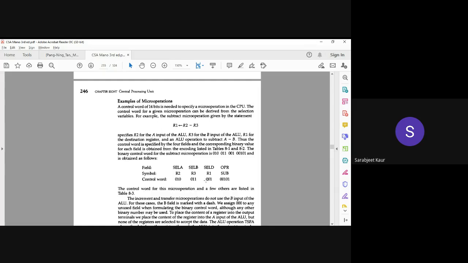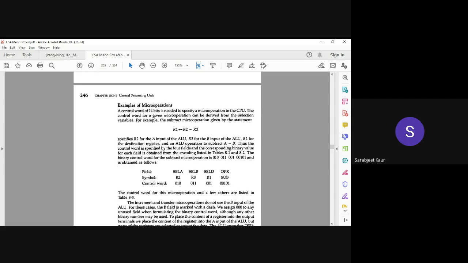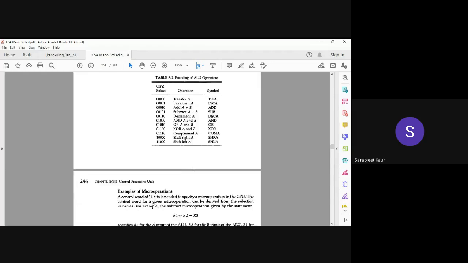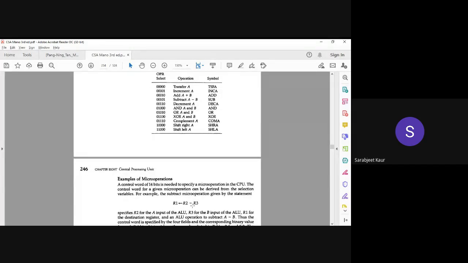It will be R1, so 0, 0, 1. So you have to just substitute these binary codes corresponding to the register numbers to get cell A, cell B, cell D. And then OPR is generally given to you. Either it will be directly specified in the question, or they will give you a table of this sort. So what is the operation that is being done here? The operation is subtraction. So I look for subtraction; the opcode is 0, 0, 1, 0, 1.